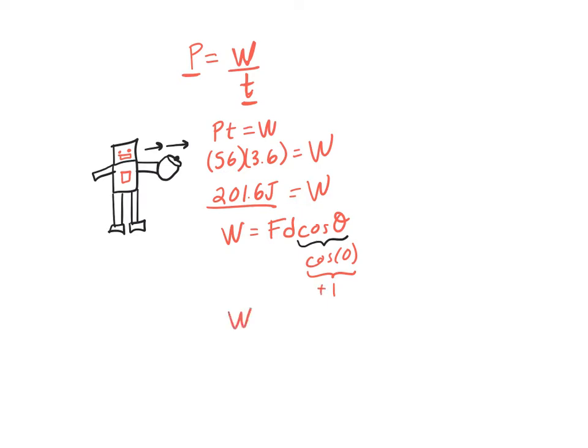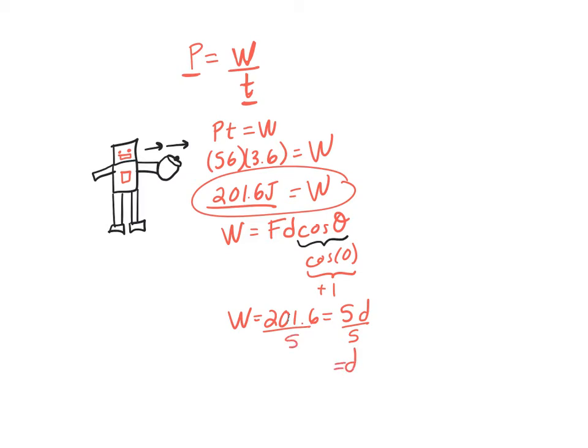So work, which was 201.6. That was our work. We got it from here. It is equal to our force, which is 5, times our distance, which is what we're solving for, and the cosine of the angle was positive 1. So multiply by positive 1. There it is. So we just got to divide by 5.